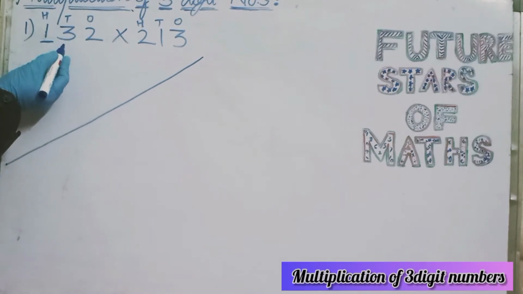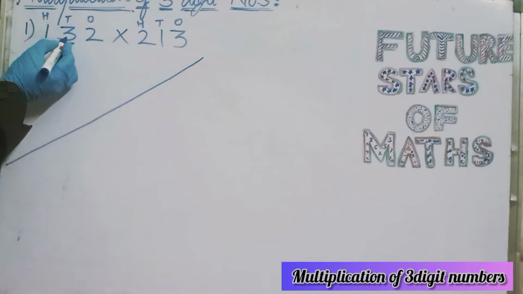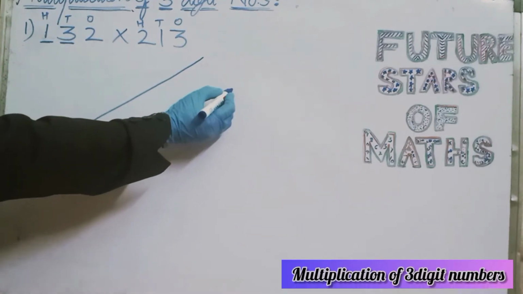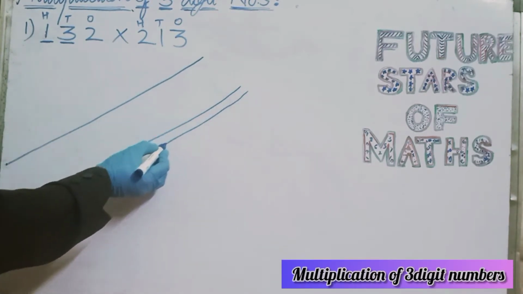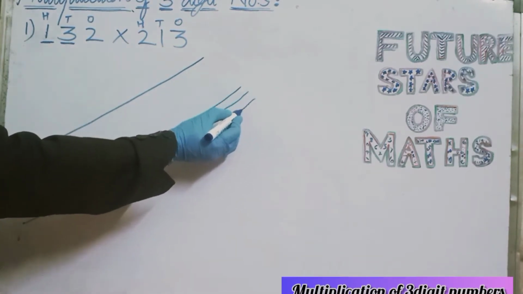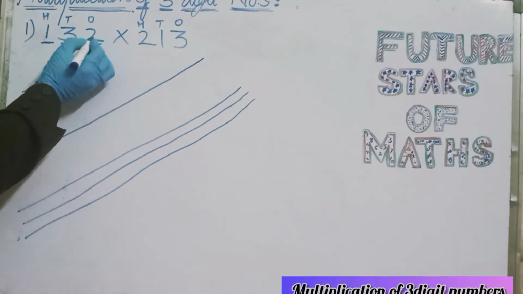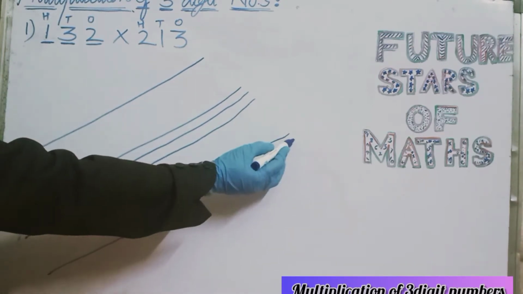Then I have to draw the number of lines in the tens place. What is the number? It is 3. So by leaving some space here, I'll draw 3 lines for the tens place number. Now in ones place I have 2, so I'll draw 2 lines for this.